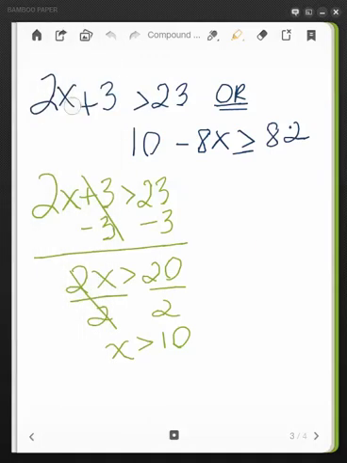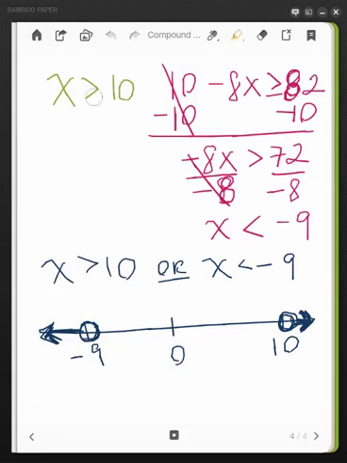So we have 2x plus 3 is greater than 23, or 10 minus 8x is greater than 82. So we looked at the first piece, took away 3 from both sides to get 2x is greater than 20, and divided by 2 to get x is greater than 10. So let's go to our next page. X is greater than 10 was our first portion. Now we need to figure out the second portion.